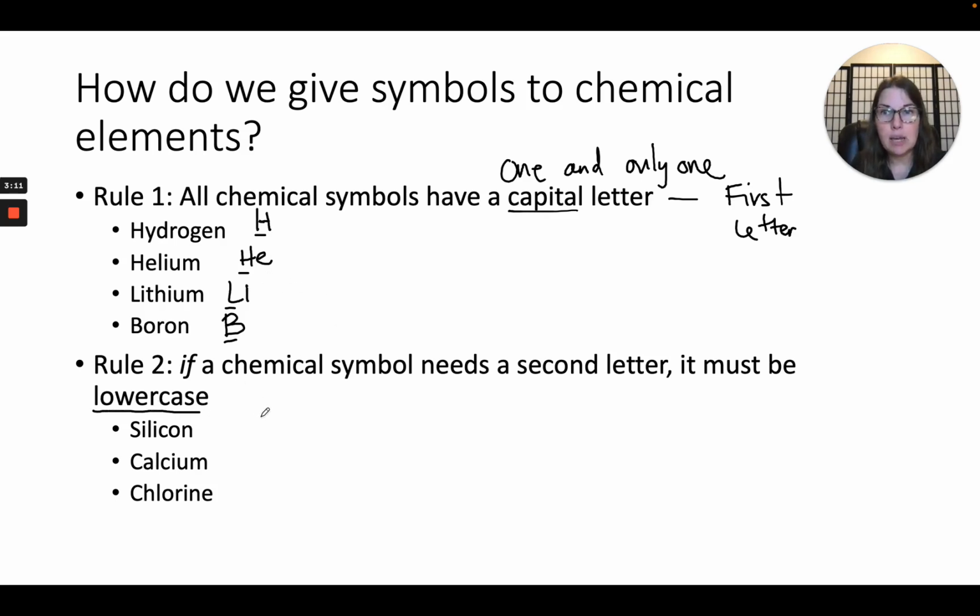So here are some examples where there are two letters involved: silicon, calcium, and chlorine. Now, when I write chlorine, I like to use this cursive kind of L. When you see it in print, it will often look like this, and it's easy to confuse the lowercase l with an uppercase I. When in doubt, assume it is a lowercase l because chlorine is a very common element.